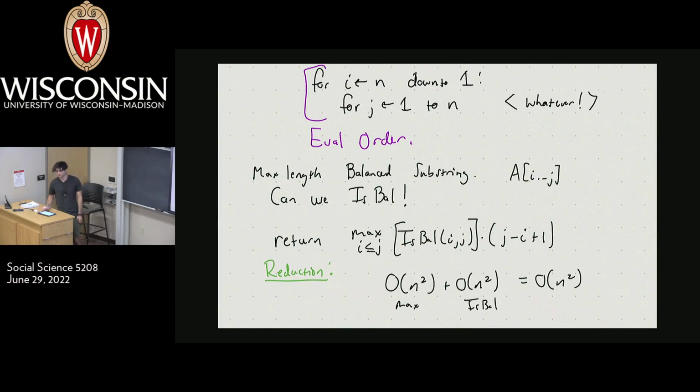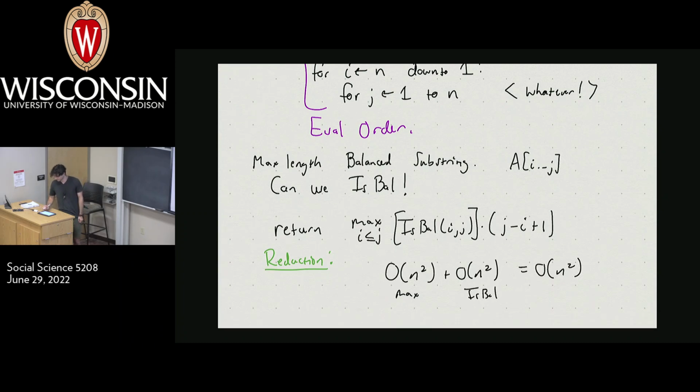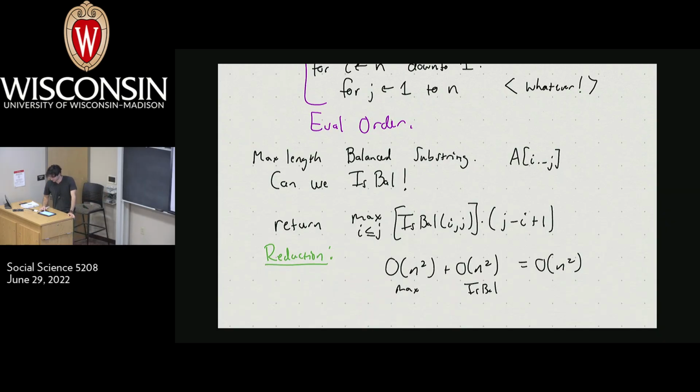Is that just valid because of something like conditional introduction or whatever? Yes. Is that basically what it is? Yeah. So we're assuming is balanced is correct, assuming that this is correct, and then separately we proved is balanced works. So the whole thing works.